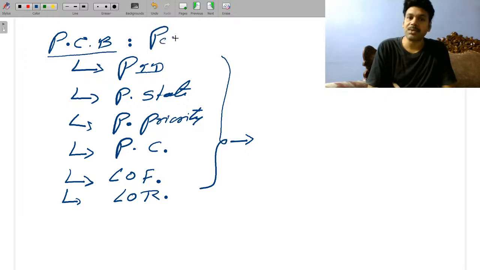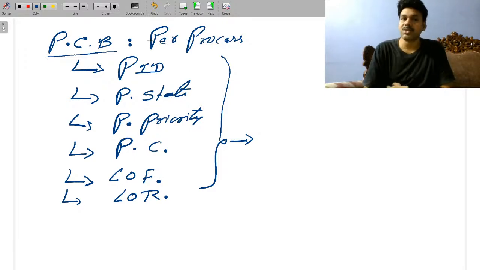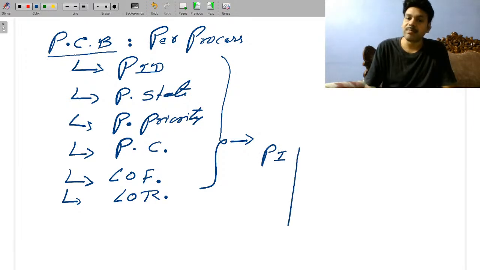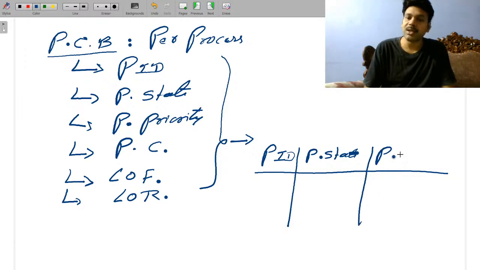It is per process. It is not a global data structure. Your process table is a global data structure, but PCB is local. Now observe carefully. Here, what is going to happen? I am going to fill in the values because it is a table like this. I'm giving you process ID, and after that we have the process state, then process priority, and so on.